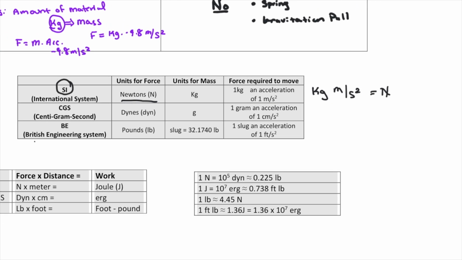Whereas if we look at the British engineering system, we already said that pound is a force. So the mass in the British system is actually measured in slugs, and you have 32.1740 of them make a pound. So one slug times acceleration has feet per second squared in it. So they took their slugs, they multiplied by the gravitational pull, and we're left with pounds. So in the British engineering system, pounds is going to be our unit of force.